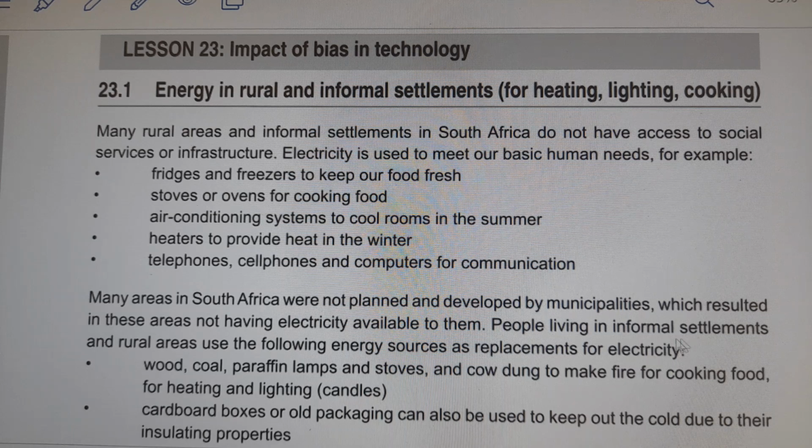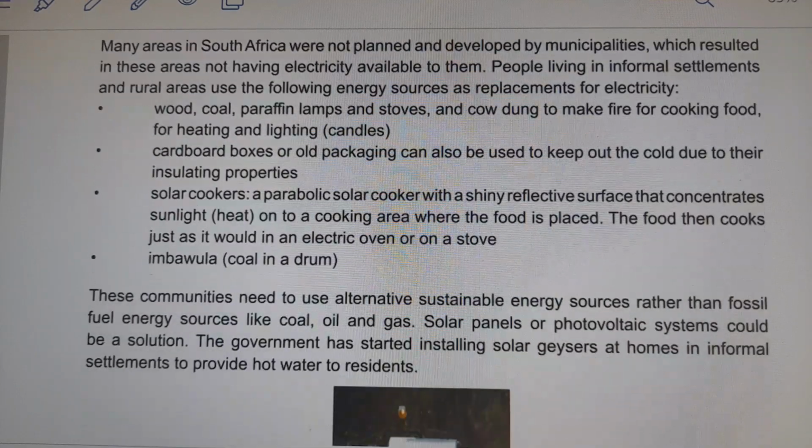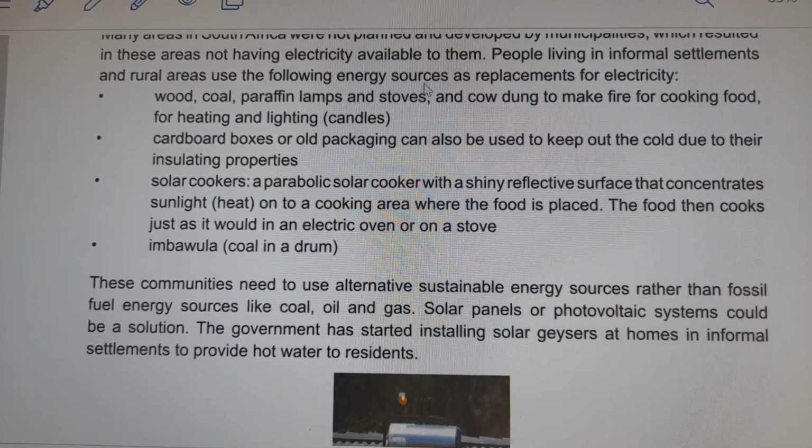Okay. People living in informal settlements and rural areas use the following energy sources as replacement for electricity. Since they don't have electricity, they use other energy sources as replacement. They use wood, coal, paraffin lamps and stoves, and cow dung to make fire for cooking food or for heating and lighting. They use candles. They use cardboxes or old packaging to keep out the cold due to the insulating properties.